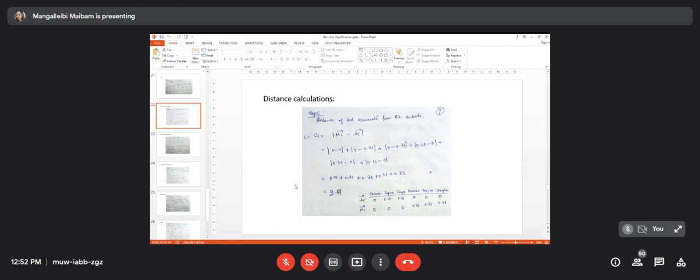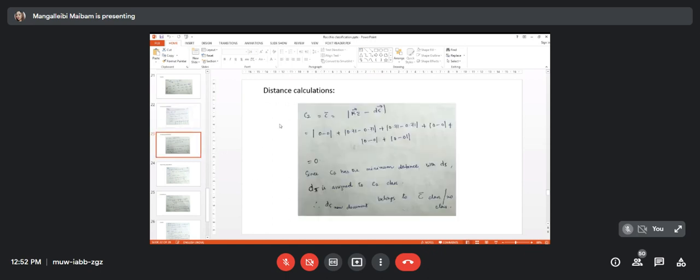Similarly, you find for North China class, mu c bar minus document vector 5, d5. Then after calculation we got 0. Since we got 0, if the distance is 0, it means it has the minimum distance. That's why we will be assigning D5 to North China class.